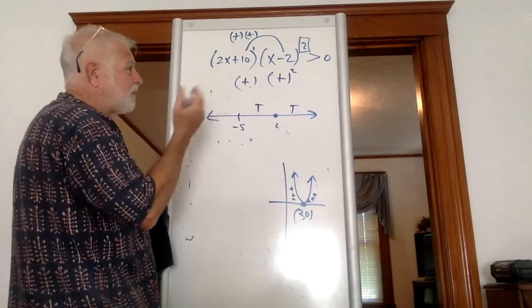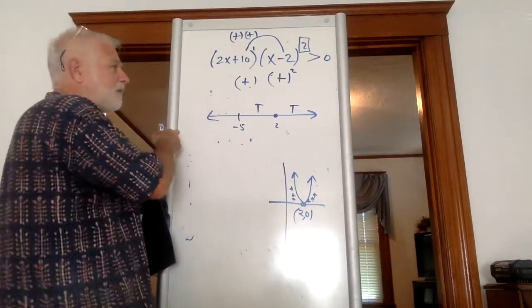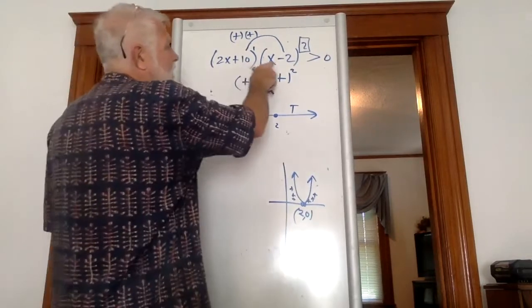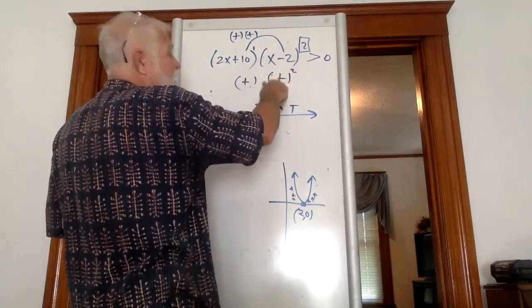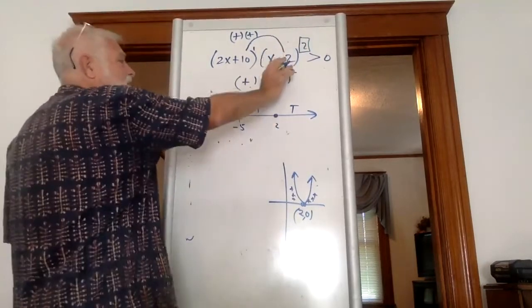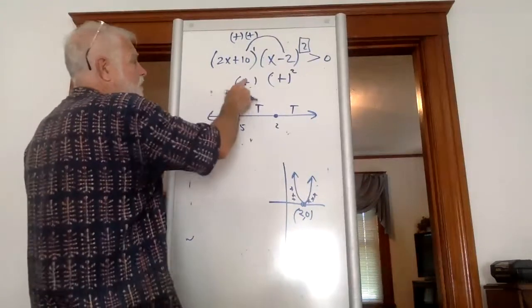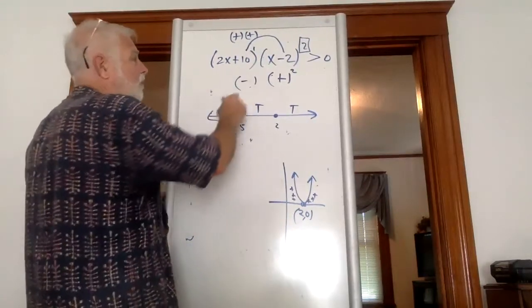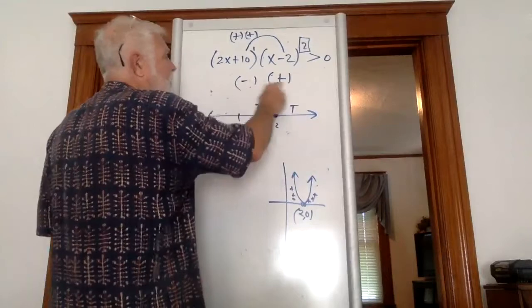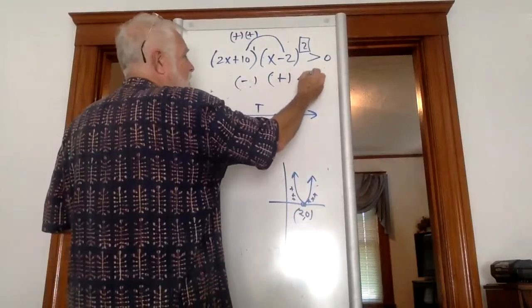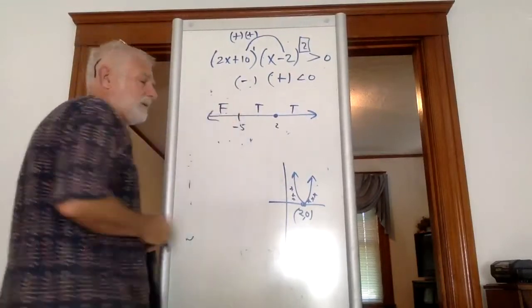So let's see what happens when we put in a number less than -5. Let's put -6 in. -6 minus 2 is -8, squared, that's still positive. Okay, that's always going to stay that way. But when I put this in here, I get a sign change. And when they have a product, a negative times a positive, we are less than 0, so that is false.